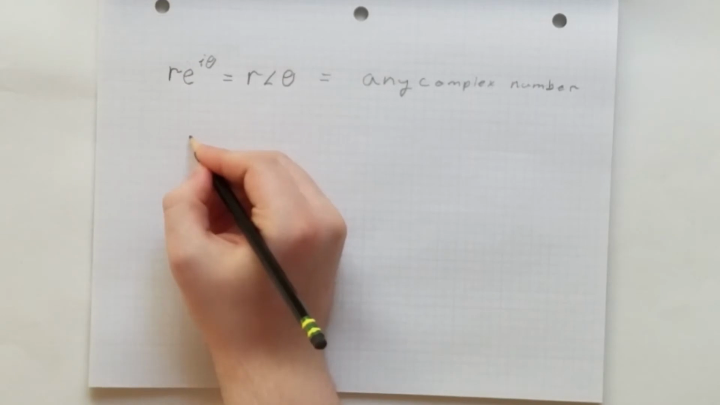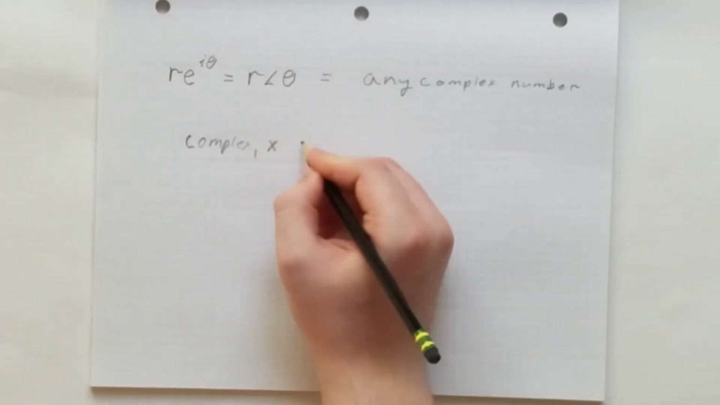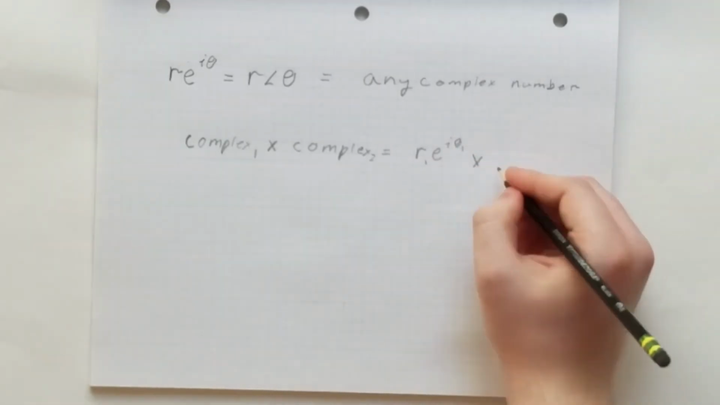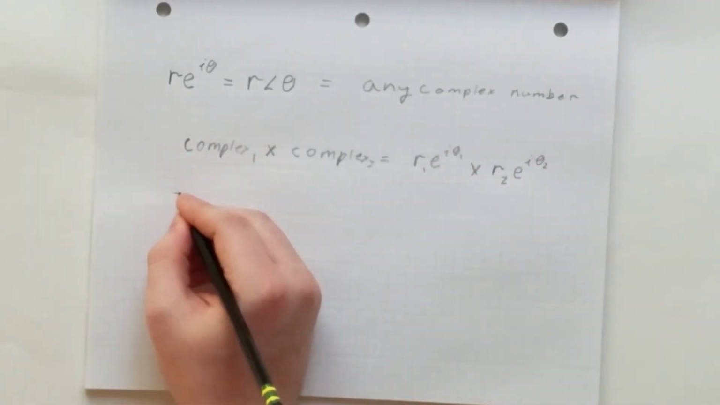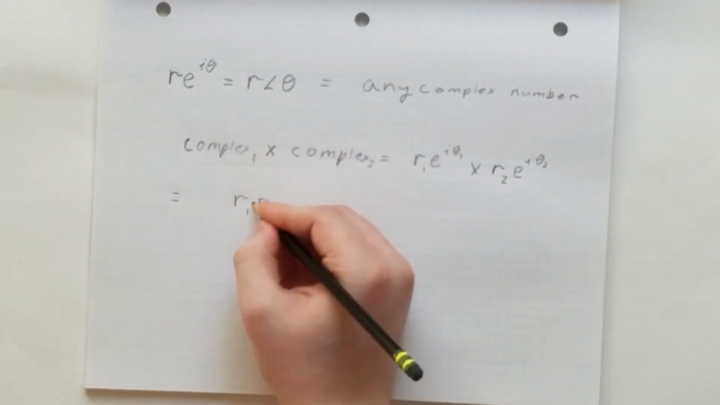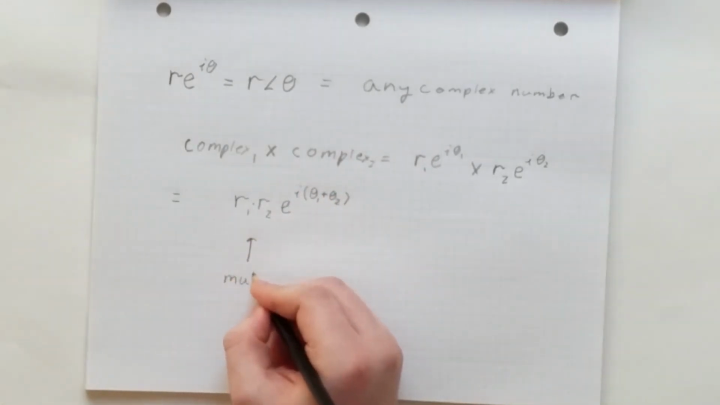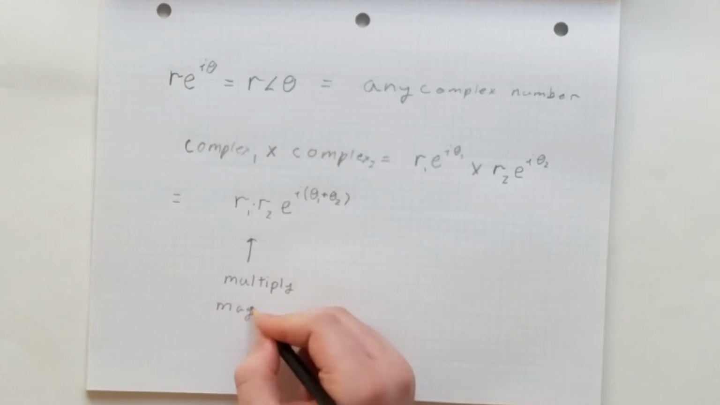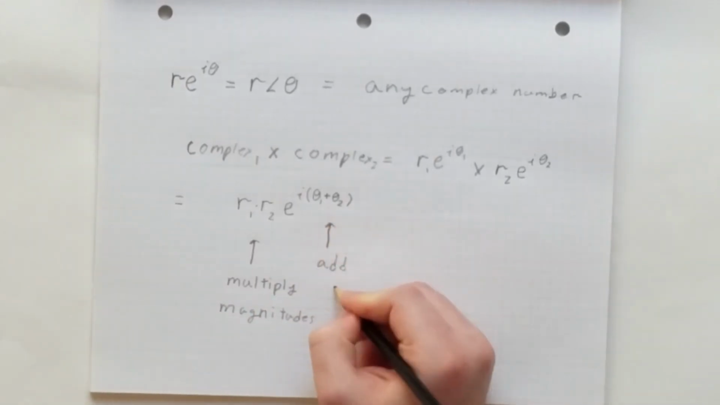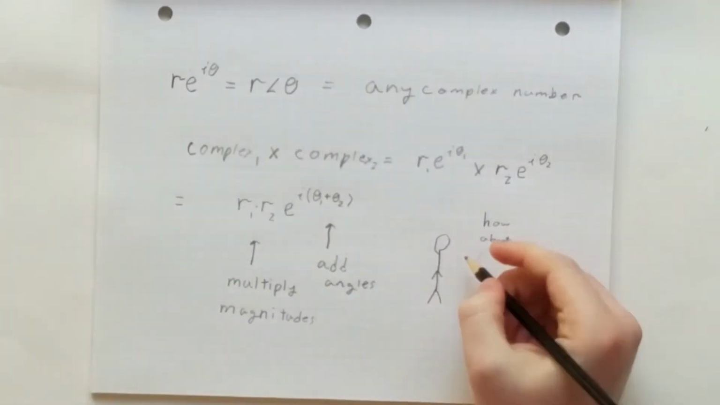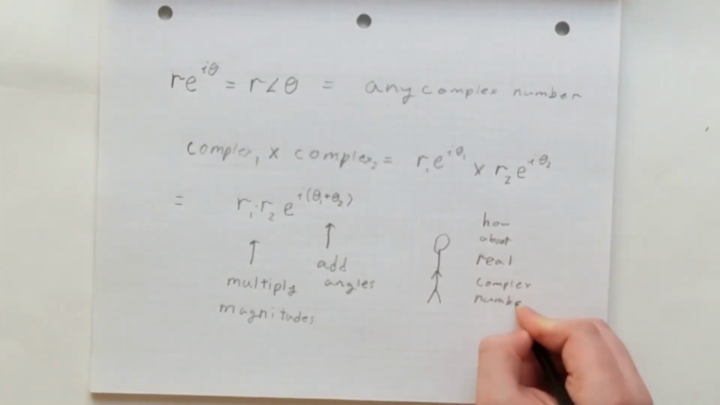So when you multiply two complex numbers together, r1 times e to the power of i times theta 1 and r2 times e to the power of i times theta 2, you get r1 times r2 times e to the power of i times (theta 1 plus theta 2). This means when you multiply two complex numbers together, their magnitudes multiply together and their angles add together. This is the answer we were looking for at the beginning of this video, but what does this process look like for two actual complex numbers?